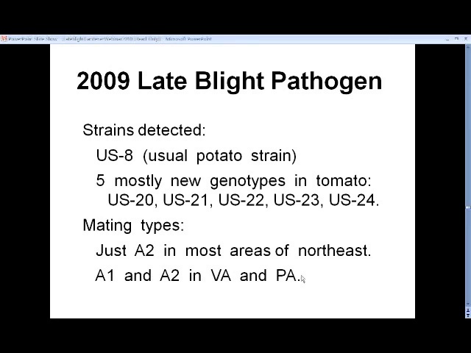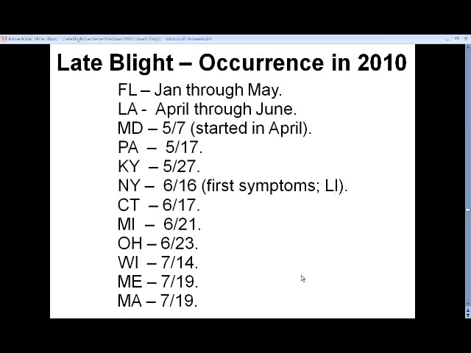We do not believe at this point in time the pathogen is sexually reproducing anywhere, including Florida, where both mating types have also been found. But it's important to realize that both mating types have been found in the U.S. That possibility is there. So this past year, when has late blight occurred? We had it in Florida, January through May, similar to some past years. Also, they had some pretty nasty freezes. It did not completely kill all the tomatoes back in January, so late blight was able to survive.